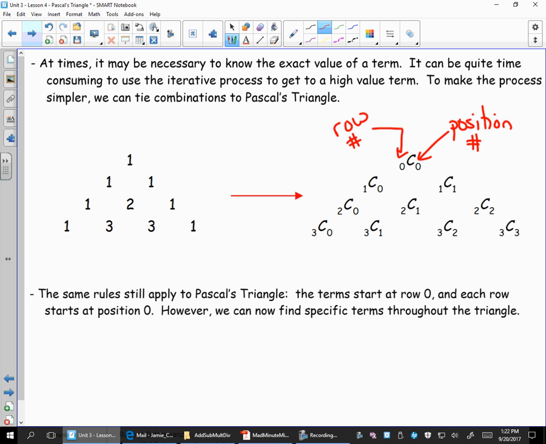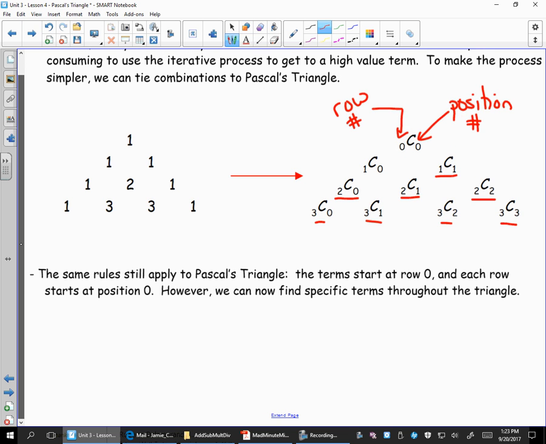So 0 choose 0 comes out to 1. 1 choose 0 comes out to 1. 1 choose 1 comes out to 1. 2 choose 0, 2 choose 1, 2 choose 2, and so on and so on and so on. So I could actually figure out any number in the Pascal's triangle by using combinations.